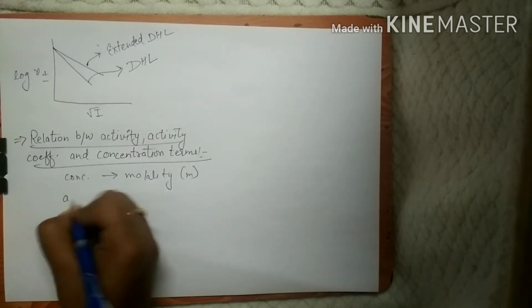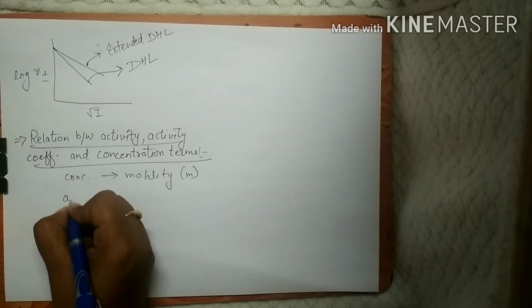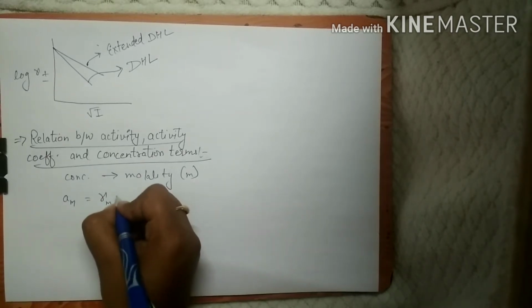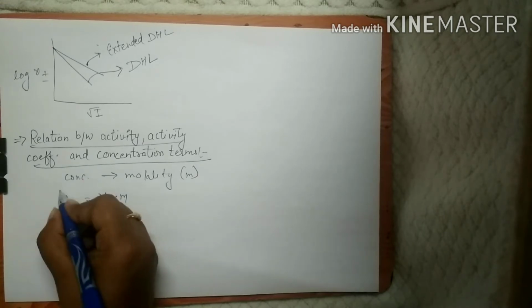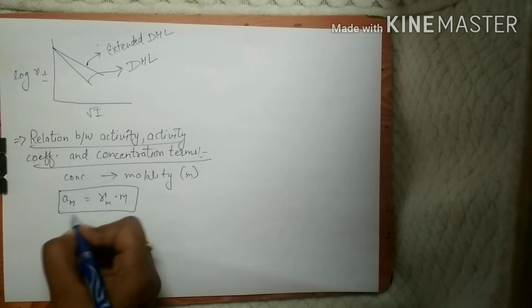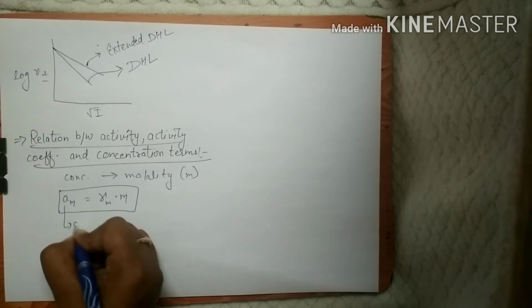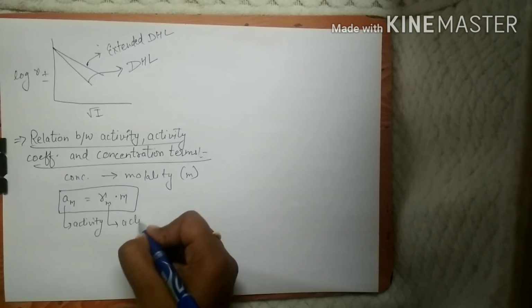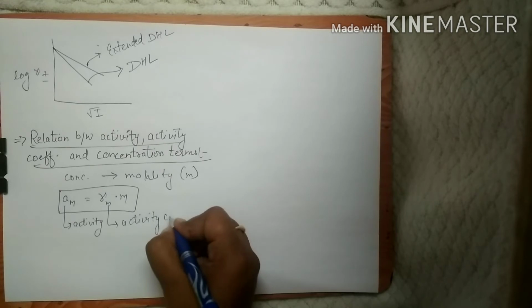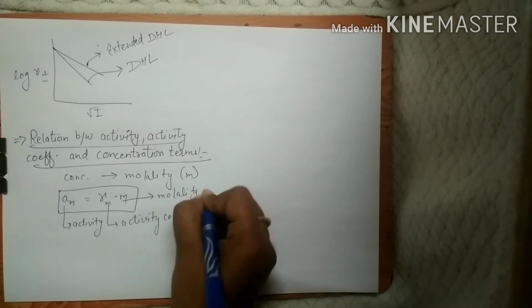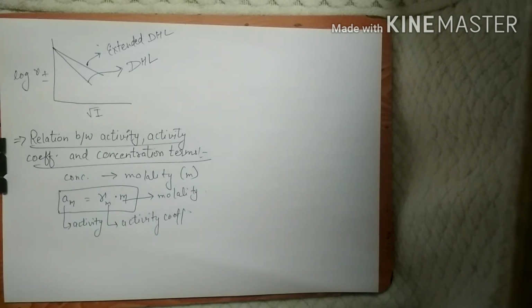So the activity of that solution at molality small m will be given by gamma m into the molality of that solution. Now here a m is your activity, gamma m is your activity coefficient, and m is your molality, right? So this is a basic relation between your activity coefficient and concentration.